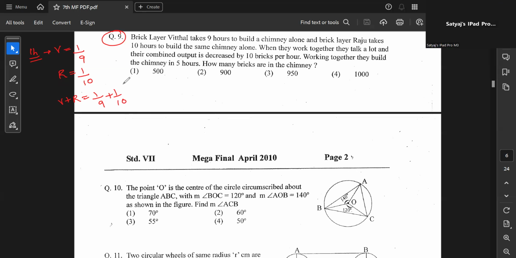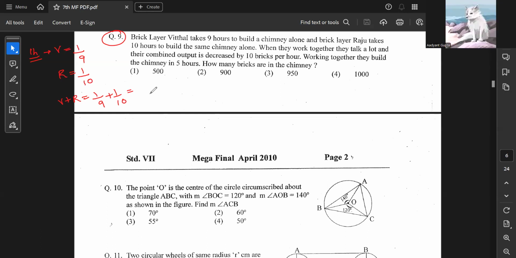Sir, maybe we can take 1 as x because 1x on 9, right? No, don't. X will be... Acha, x number of bricks, you mean to say, right? Yeah, x number of bricks, yes. 9 hours to build x, which means, okay. Yeah, I'm listening.